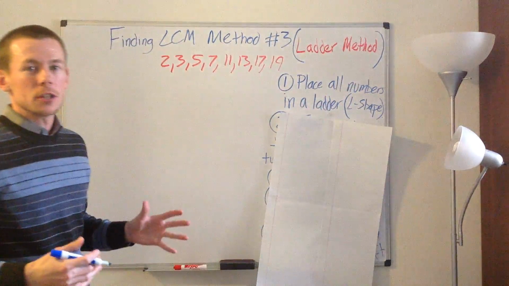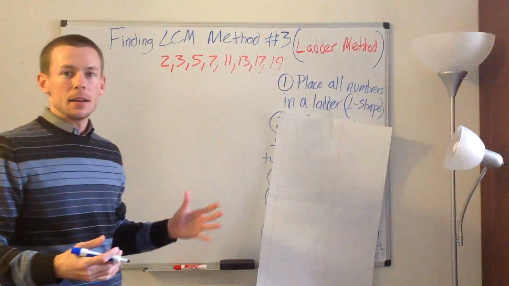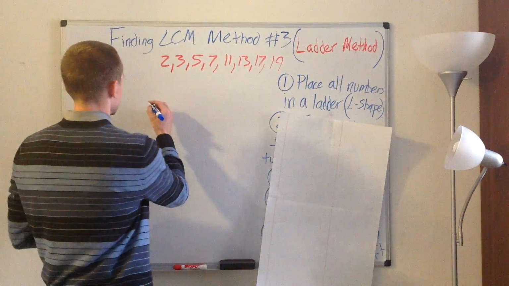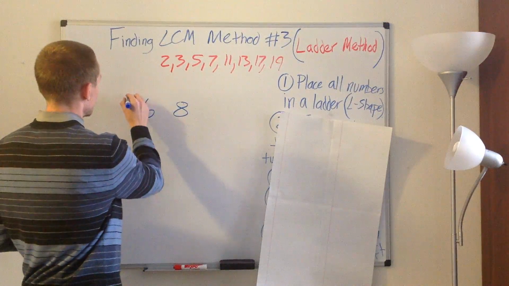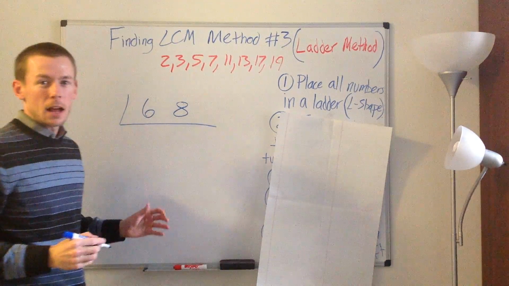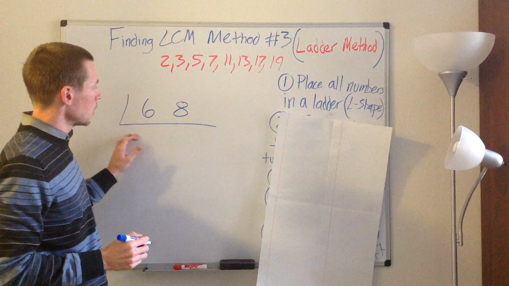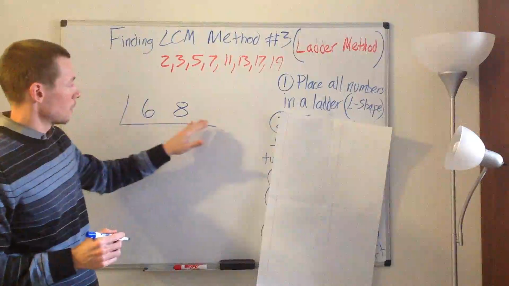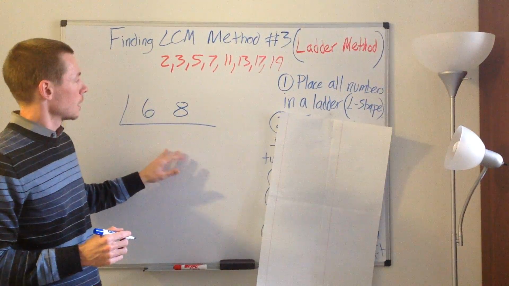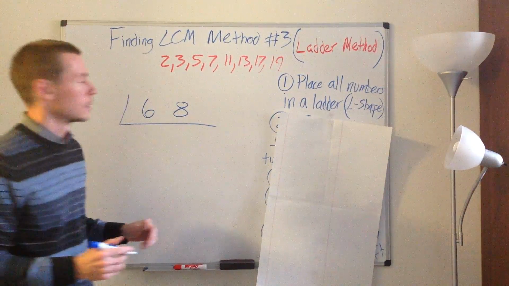Step one: place all numbers in a ladder, and by that I mean an L shape, like this. We're going to look at 6 and 8 and make an L with a long line here horizontally. So this is sort of our ladder. Place them all in a ladder.